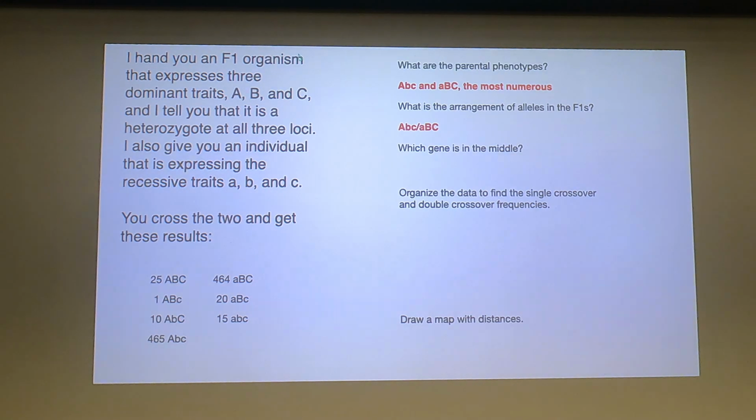So it's like that. In order to tell us the arrangement of the alleles, you don't need to know which one is in the middle yet. So any order will do. You just got to figure out what's on each of the two chromosomes.